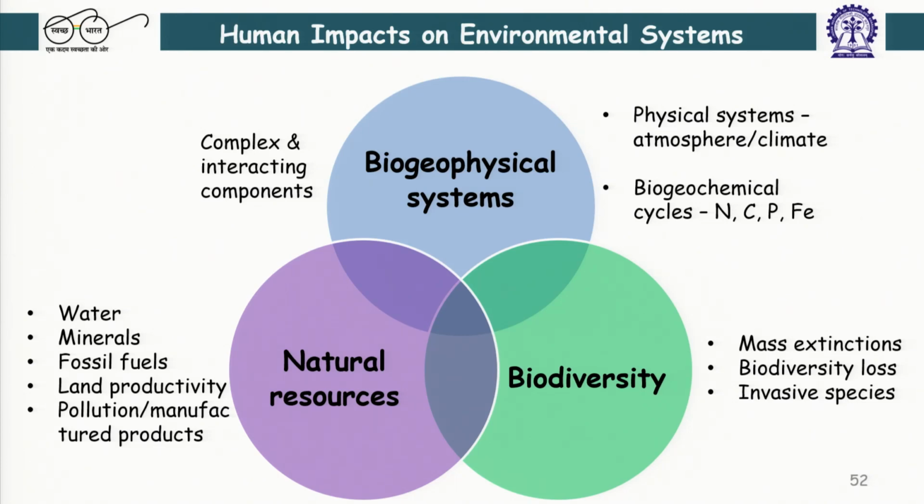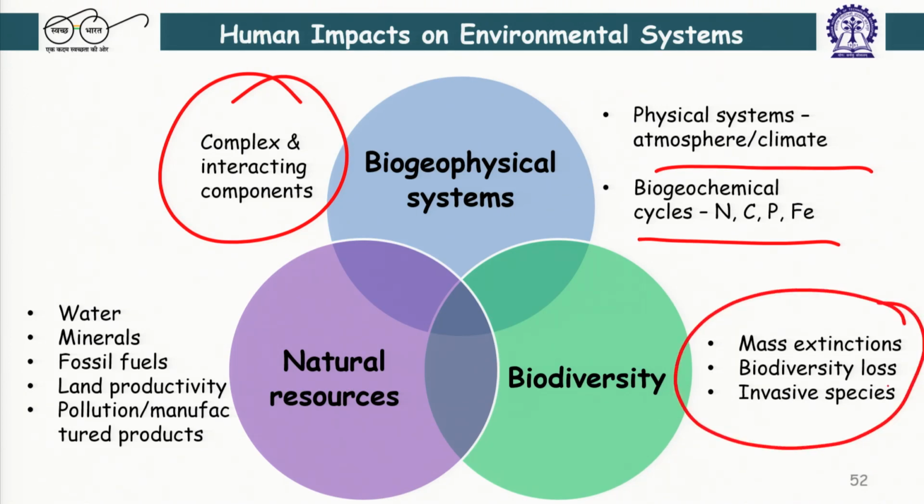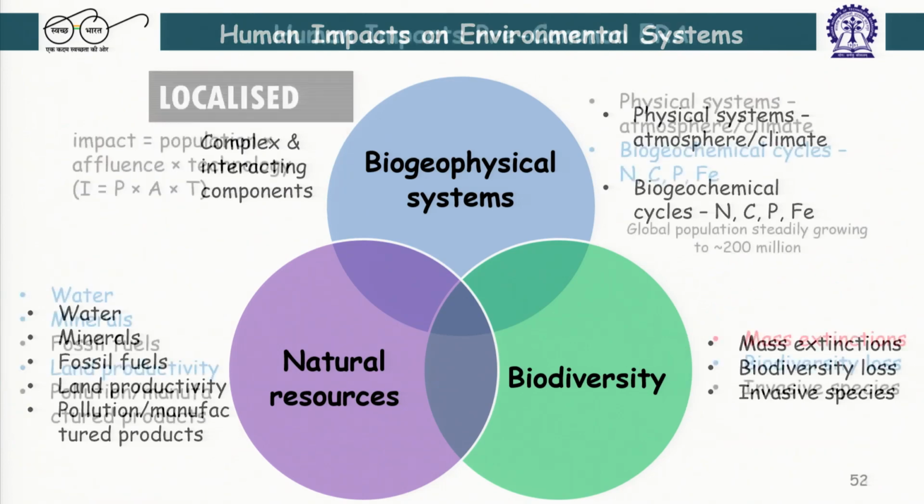Now, if you look at the human impact on environmental system, we have three big criteria: biogeophysical system, biodiversity and natural resources. They have complex and interacting components. So, the physical system is your atmosphere, climate, biogeochemical cycles, you may have nitrogen, carbon, phosphorus and iron cycles. Biodiversity factors are mass extinction, biodiversity loss, invasive species. Natural resources, of course, water, minerals, fossil fuel, land productivity, pollution and all that.